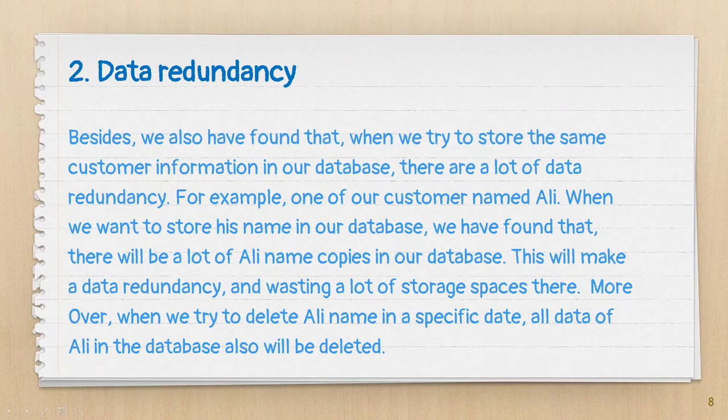The second problem is about data redundancy. We also found that when we try to store the same customer information in our database, there is a lot of data redundancy. For example, one of our customers named Ali, when we want to store his name in our database, we found out that there will be a lot of copies of the name Ali in our database. This will cause data redundancy and waste a lot of storage space. Moreover, when we try to delete Ali's name on a specific date, all data of Ali in the database will also be deleted.